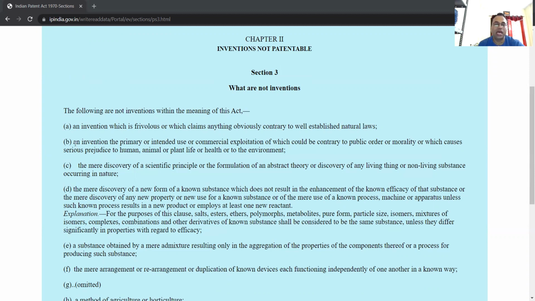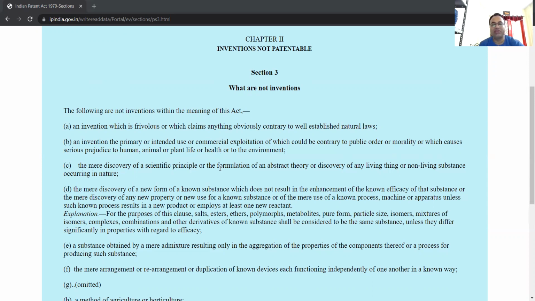Section 3B: an invention, the primary or intended use or commercial exploitation of which could be contrary to public order or morality, or which causes serious prejudice to human, animal, or plant life, or health, or to environment. So in short, section 3B says that anything which is harmful to the society or anyone will not be patentable. It's not an invention.